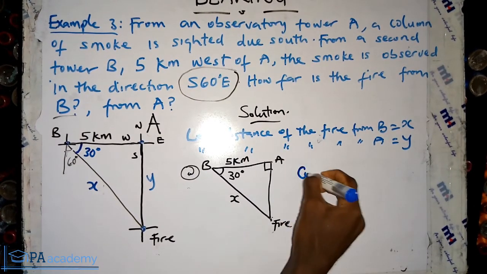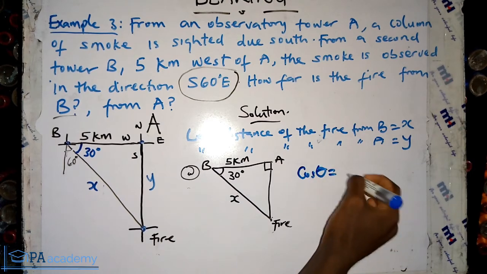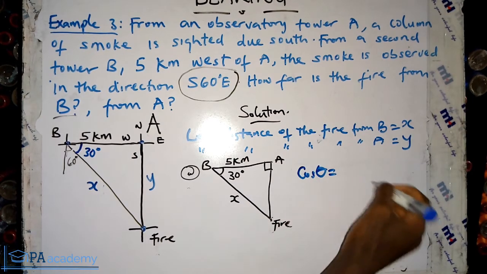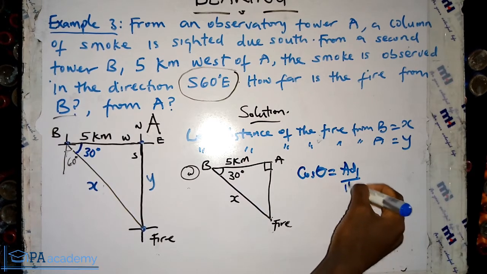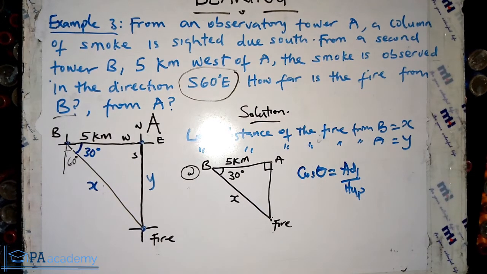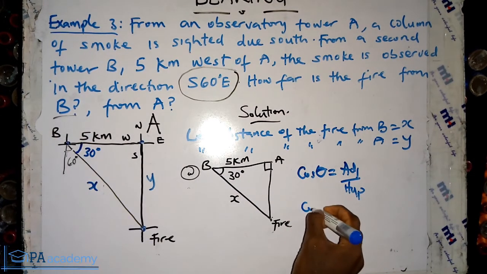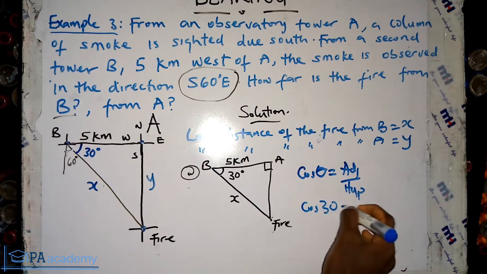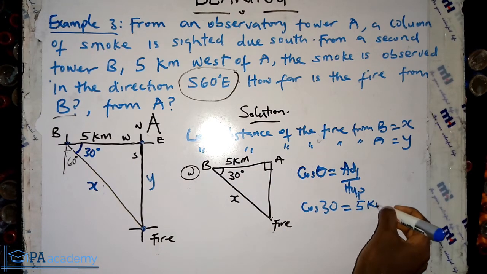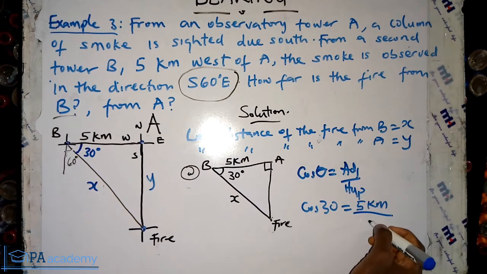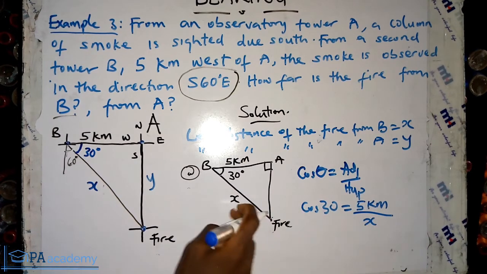So our cos theta is adjacent over hypotenuse. So let's put in our values. That would be cos 30 equals, our adjacent is 5 kilometers, over our hypotenuse, which is X. So we represent it with X.